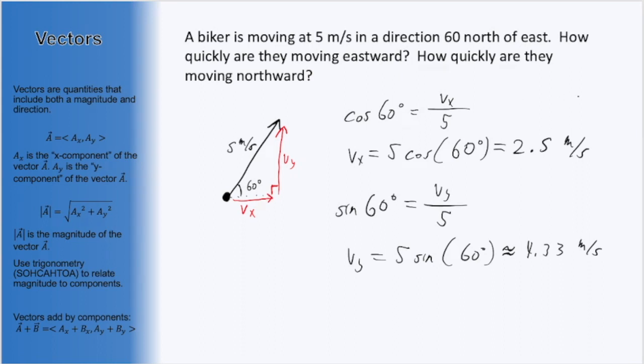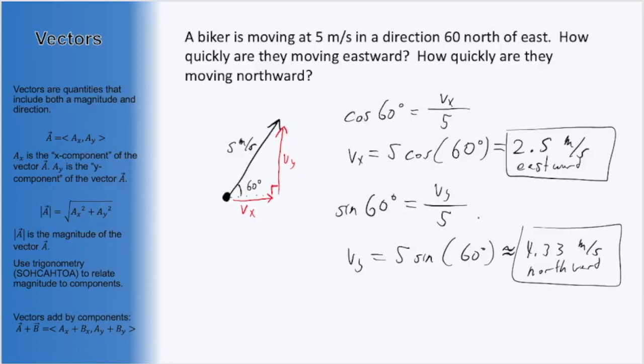So for how quickly they are moving eastward, that is our right, or x component. So that is this 2.5. And for our northwards, that was our upwards, or y component, which was this 4.33. Being able to take these kind of vector information problems and breaking them up into their components will be a key part of a lot of problem-solving methods in this class.